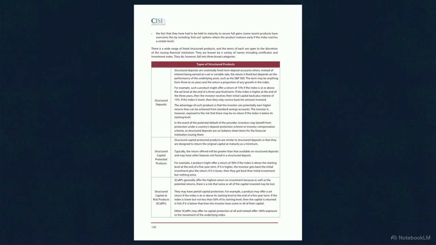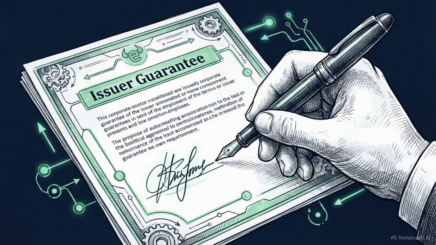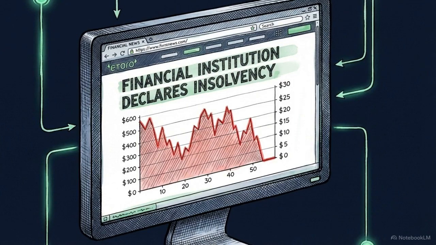This table details the varying structures these products take. While structured deposits and capital-protected products prioritize safety, investors chasing higher yields might opt for structured capital-at-risk products, or SCARPs, which reduce or remove the capital guarantee in exchange for higher potential returns. But structural certainty has a catch. That capital guarantee is a promise made by the issuing financial institution. If that bank's balance sheet fails, the product fails with it. The protection is only as strong as the issuer's solvency.